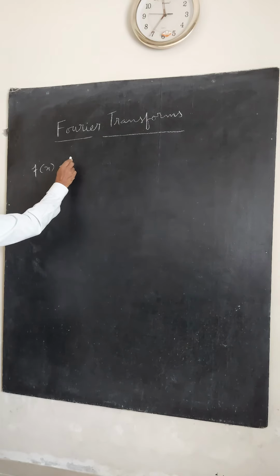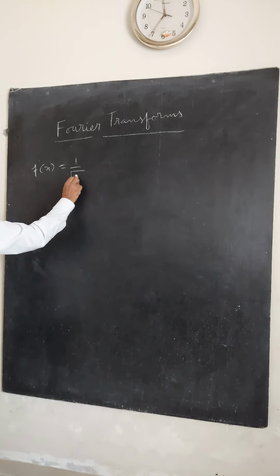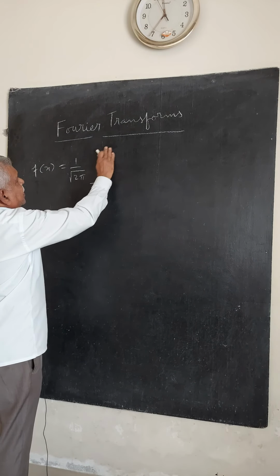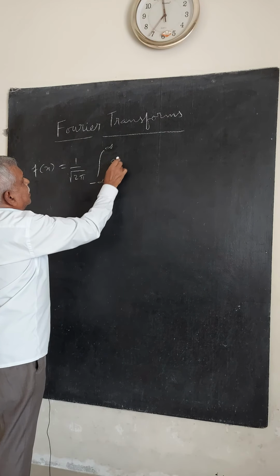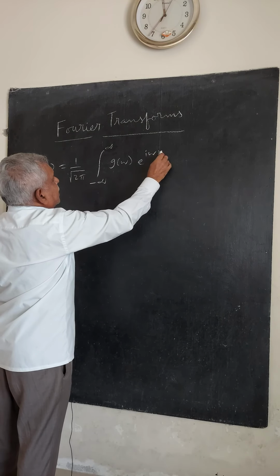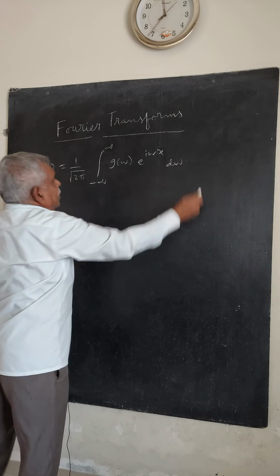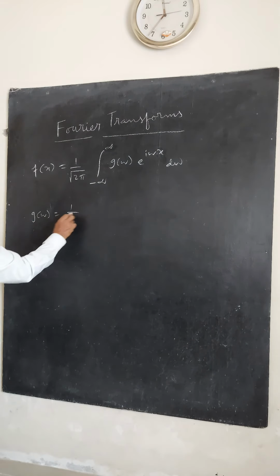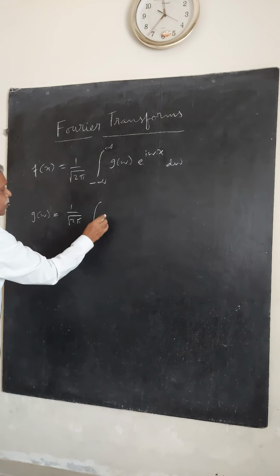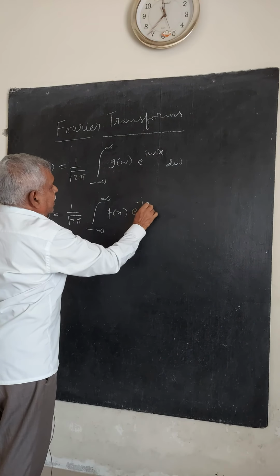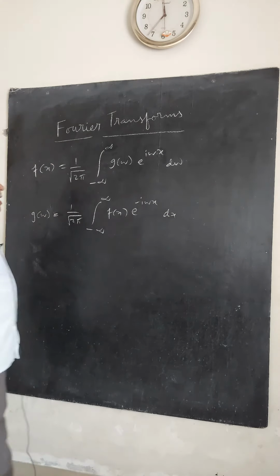f of x equal to 1 by root of 2 pi, integral from minus infinity to plus infinity, g omega e power i omega x d omega, where g omega equal to 1 by root of 2 pi, integral from minus infinity to plus infinity, f of x e power minus i omega x dx.